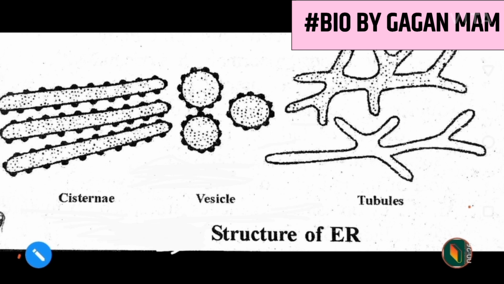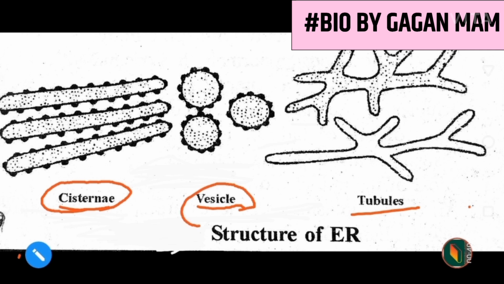Now here are the components of ER: cisternae, vesicles and tubules. Cisternae are long, flattened and unbranched units arranged in the form of stacks, and vesicles are oval membrane-bound structures. Tubules are irregular, often branched tubes bounded by a membrane.